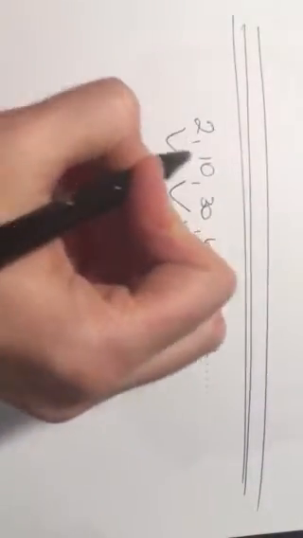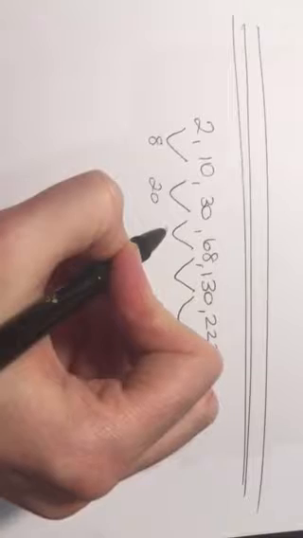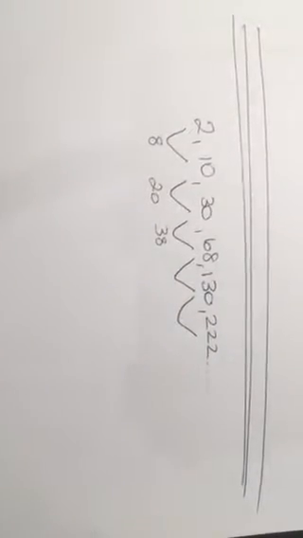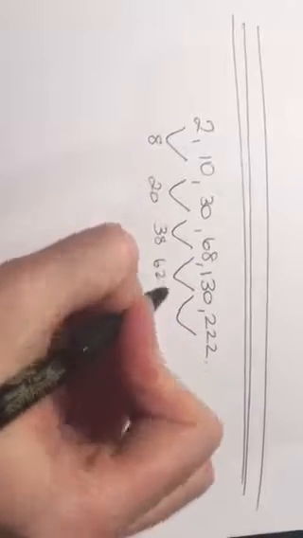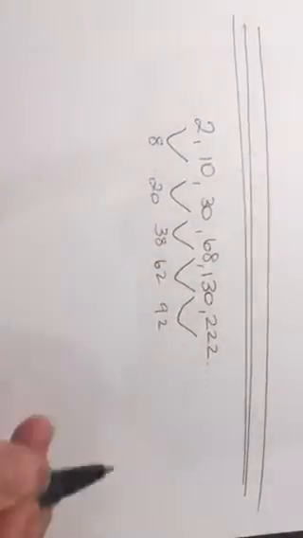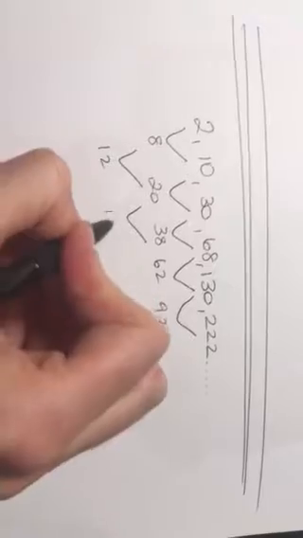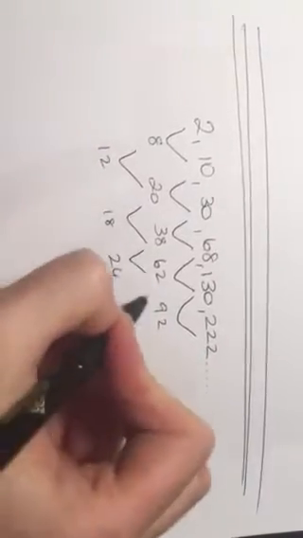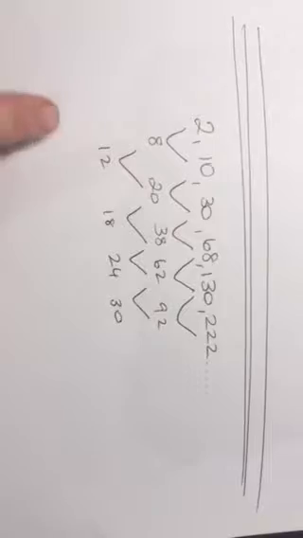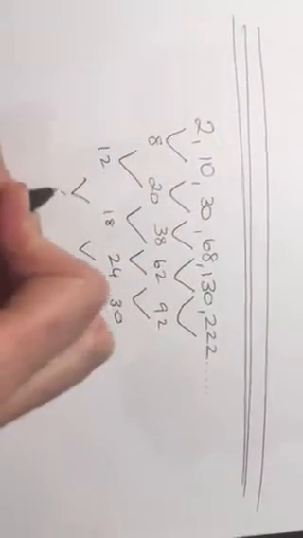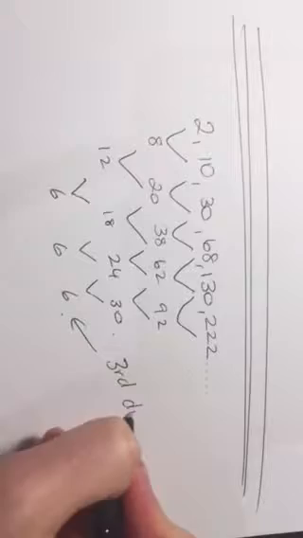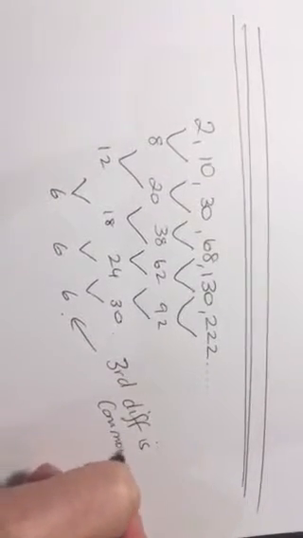So there's 8, there's 20, there's 38, 62 and 92. So not a common difference. So we have 12, 18, 24 and 30. Still not common, so it's not linear, not quadratic, but if we go for a third one, it is cubic. So the third difference is common. So cubic.